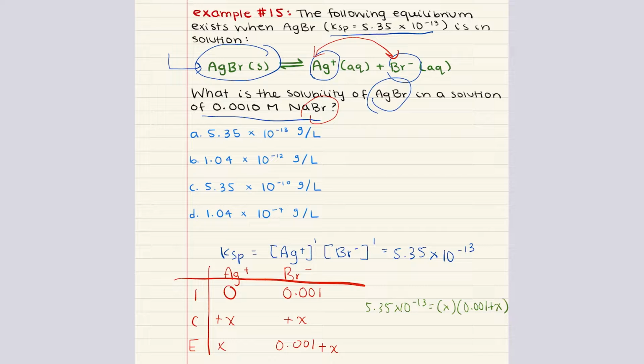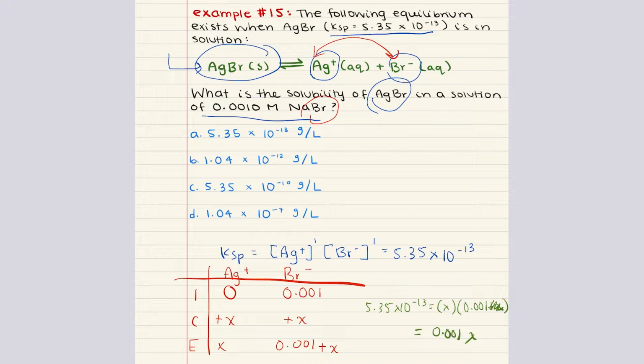Now here, we can apply our 5% approximation rule as you always should for the MCAT problems, because otherwise you would have to use a quadratic formula, which you definitely need a calculator for, but you don't have a calculator here. So usually making these approximations is more than okay. When we do that, we say that this plus x is essentially negligible. And now what we have is 5.35 times 10 to the minus 13 is just equal to 0.001 x.